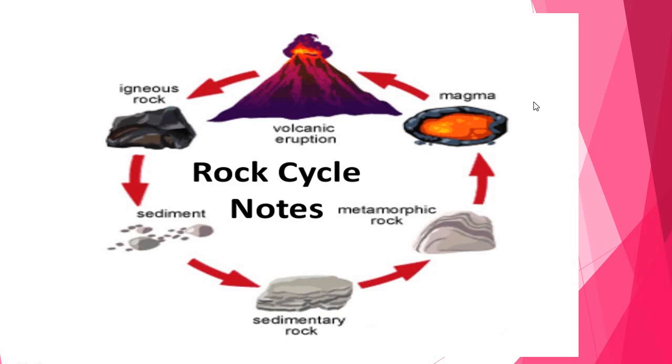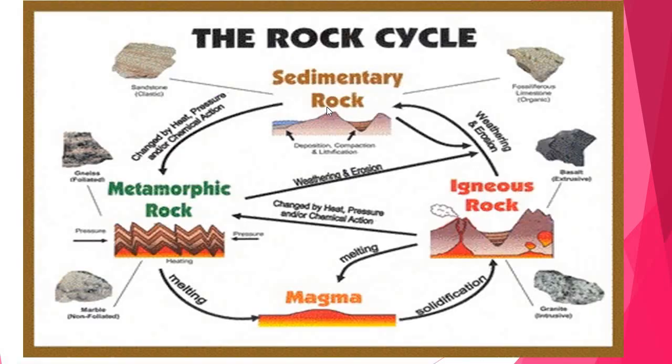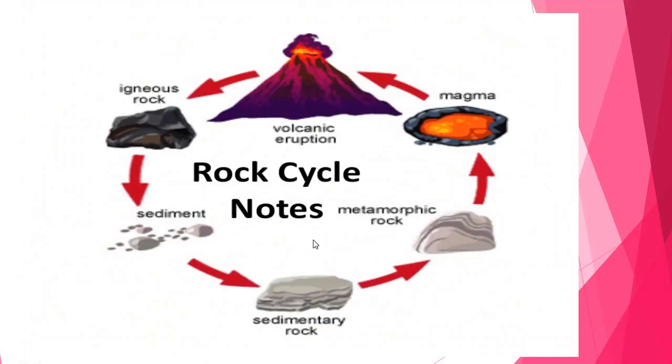Now another one, you can see it is a completely labeled diagram of the rock cycle. This one is very clear. A volcanic eruption takes place, the magma comes out and becomes igneous rock. Then igneous rock turns into sediments, and the sediments settle at a place by factors such as wind and water.